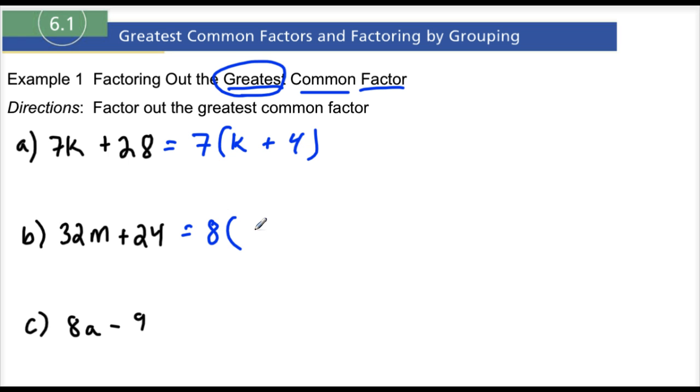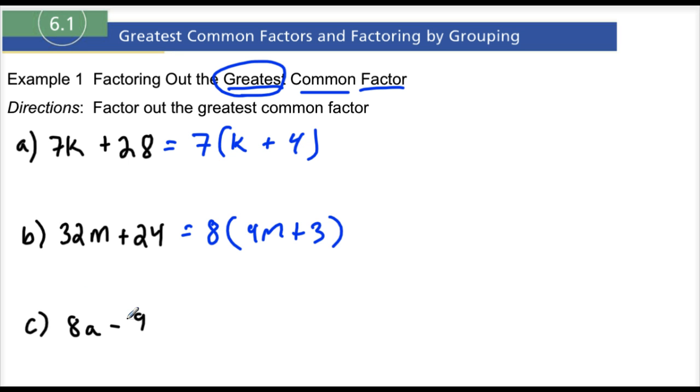So 8 times 4m plus 3. 8 times 4m is 32m, and 8 times 3 is 24. And notice what's inside the parentheses: 4m and 3 don't have a common factor. K plus 4 doesn't have a common factor either. That should always happen. Every single time when we factor, nothing should have a common factor inside. So basically we say what's inside is prime.